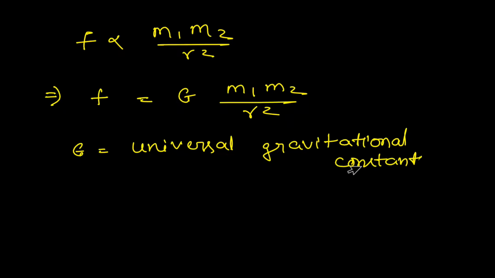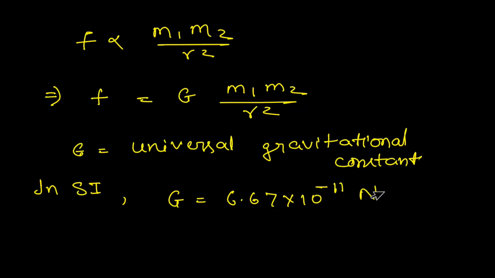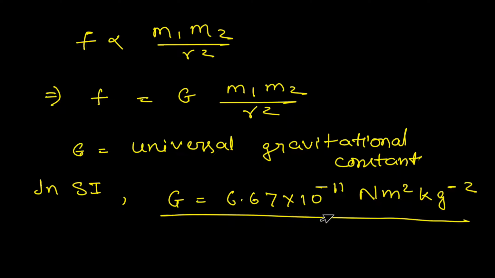It is called the universal constant because its value is constant throughout the universe. That is, its value does not depend on the medium or anything else. In SI unit, the gravitational constant is equal to 6.67 into 10 to the power minus 11 Newton meter square per kg square.